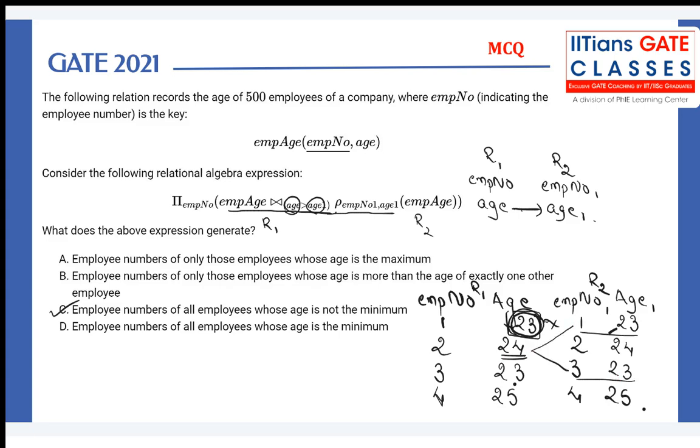Okay. Now let's come to this tuple. Is the age 23? Is there any age in R2 which is lesser than 23? Again, there is no age, right? Now look at this row, 25. Is there any age which is less than 25? You can see there are more than one, 23, 24, 23. So what does it mean? It means the employees whose age is not the minimum age will be returned. So it returns the employee numbers of all the employees whose age is not the minimum.